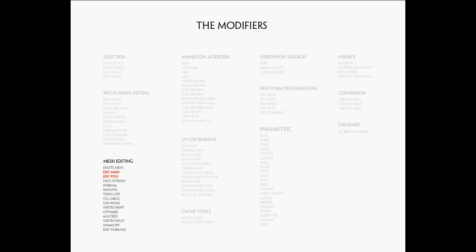Let's have a look at each one of the main groups in turn and see what the modifiers contained within each group deal with. The selection modifiers deal specifically with selecting sub-elements of an object, which are then passed up the stack for the next modifier to act upon. These modifiers are totally topologically sensitive, apart from the Volume Select modifier.